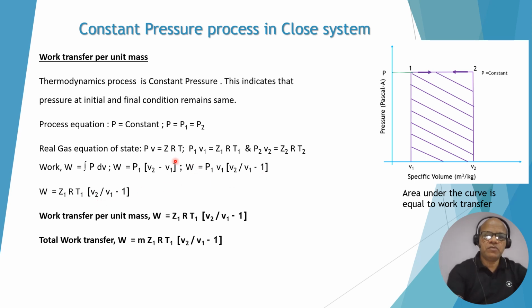P1 V1, we can use PV is equal to ZRT. P1 V1 is Z1 R T1, and P2 V2 is Z2 R T2. Using this equation, you can write W is equal to Z1 R T1 bracket start V2 by V1 minus 1. So this is the work transfer equation for constant pressure process in closed system per unit mass. For total mass, just multiply M with this. This will give the total mass work transfer.